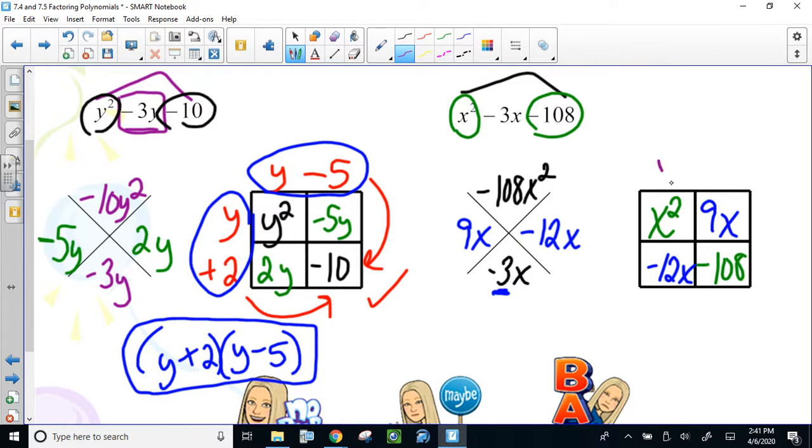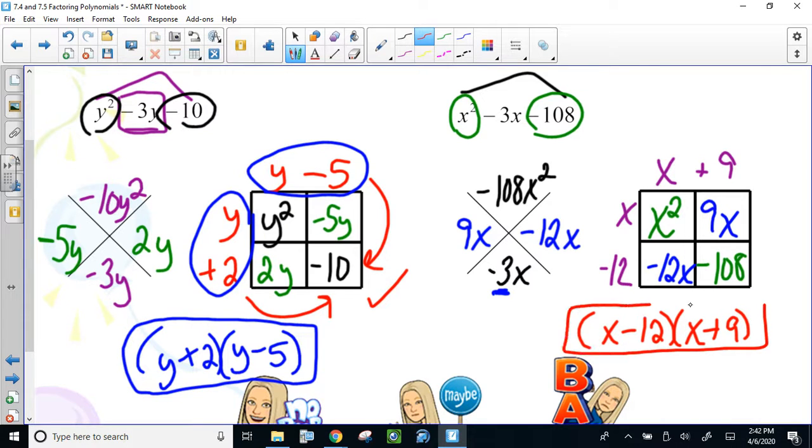Let's do purple. So x squared is just x times x. I need a positive 9 for the right side. I need a minus 12 for the bottom. And double check, 9 times negative 12, sure enough, gives me negative 108. So then my answers are x minus 12 and x plus 9. And there it is. That's how we factor.